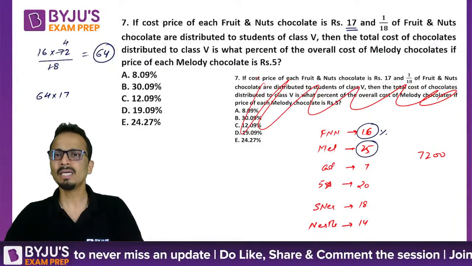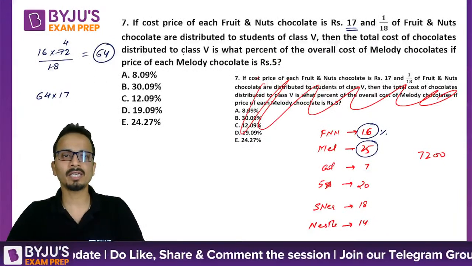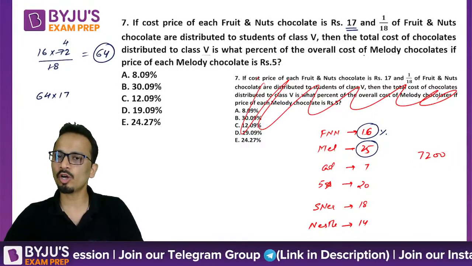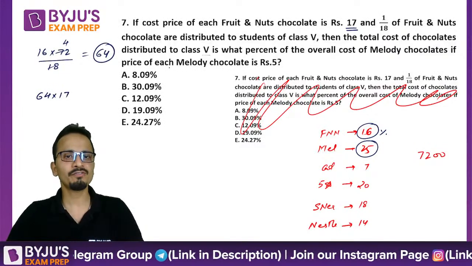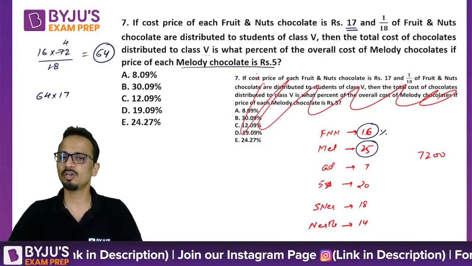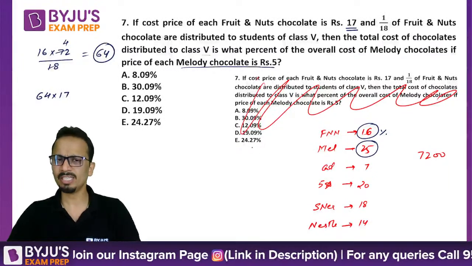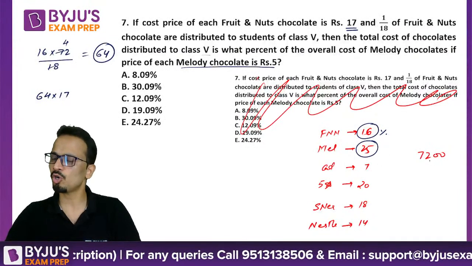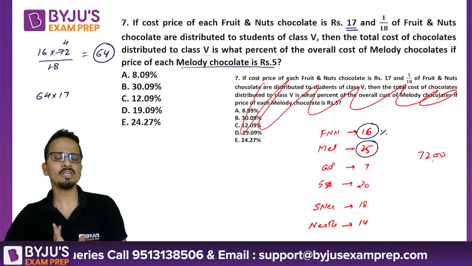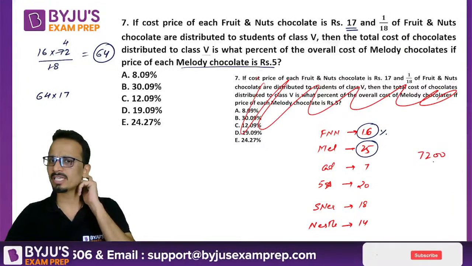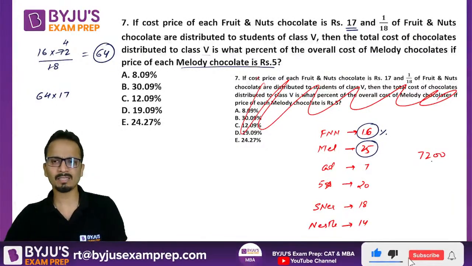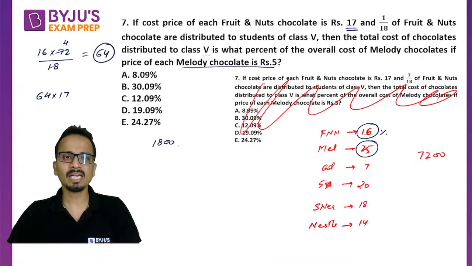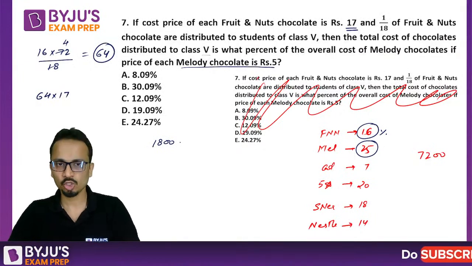Then the total cost of chocolates distributed to class 5 is what percentage of the overall cost of Melody chocolates, if the price of each Melody chocolate is rupees 5. So let's find out the number of Melody chocolates. The number of Melody chocolates is 25% of 7200, which is 1/4 of that. So 25% of 7200 will be 1800. So 1800 is the total number of Melody chocolates sold.